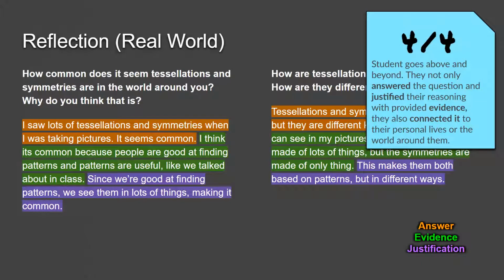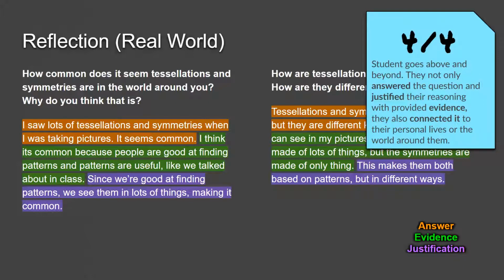They not only answered the question and justified their reasoning with that evidence, but they've also connected it to their personal lives or the world around them. So notice in the second answer, right, I used my pictures as the evidence. I connected it to the pictures I took, the world around me, my personal life. And on the left, right, I talk about how people are good at finding patterns and how that applies to the real world, that we see them in lots of things.